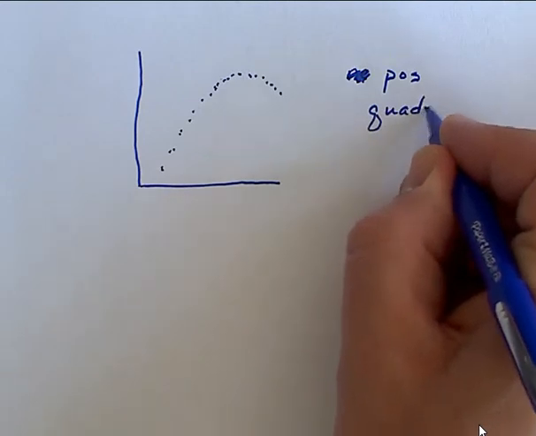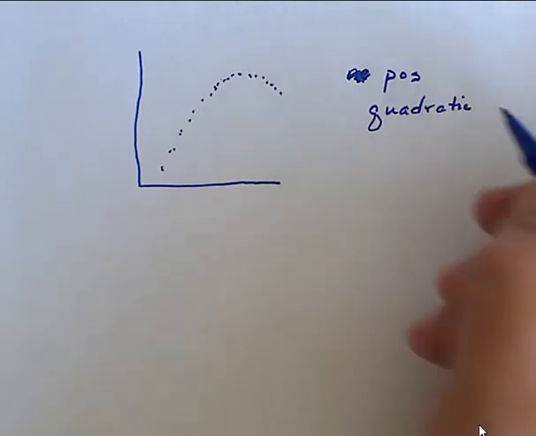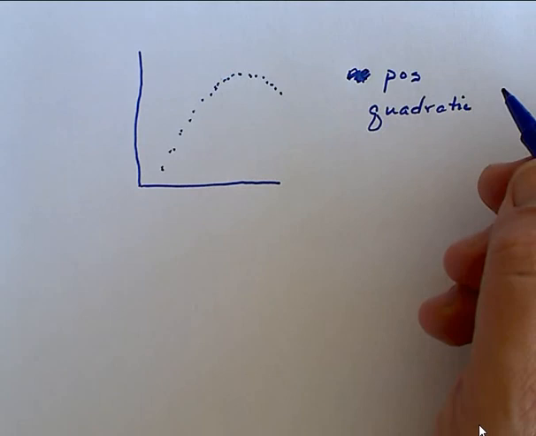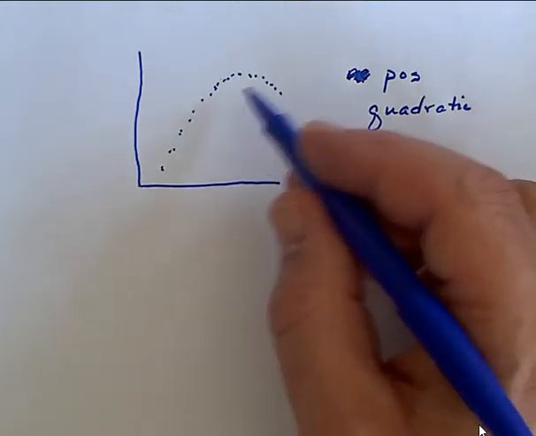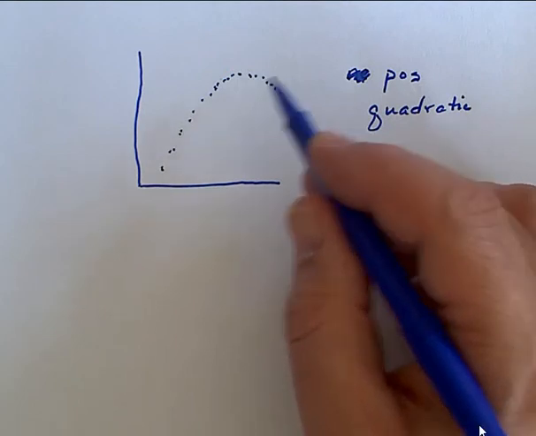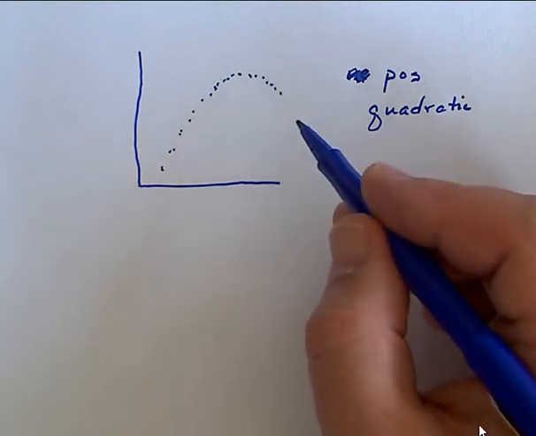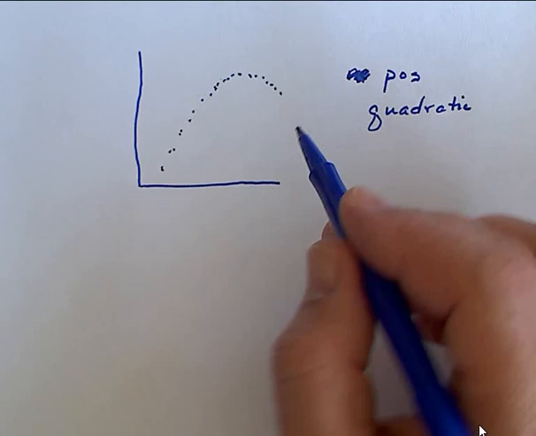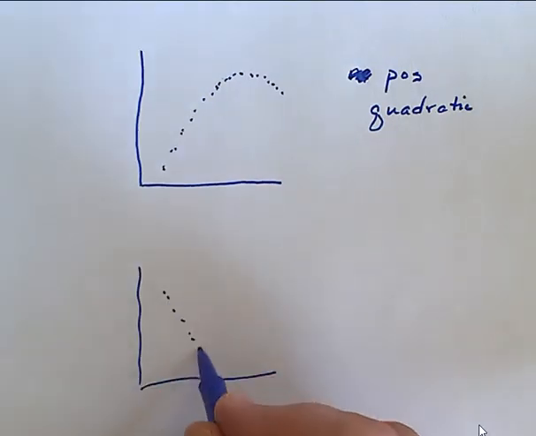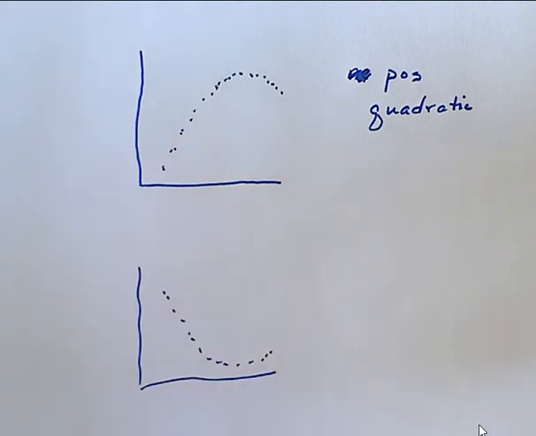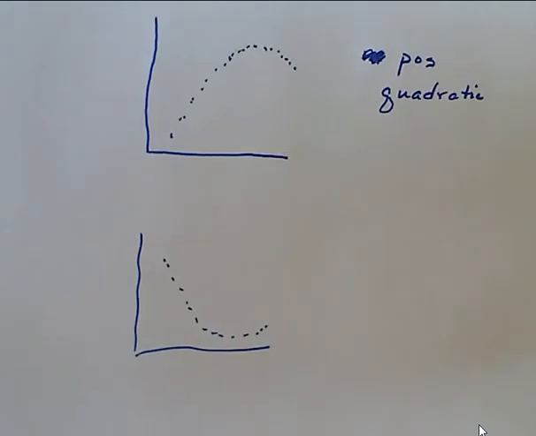Recall from our previous work that quadratics are shaped like parabolas. And that's kind of what this is doing here. So this is a positive and quadratic relationship. If it did this, there's negative and quadratic. Negative and quadratic.